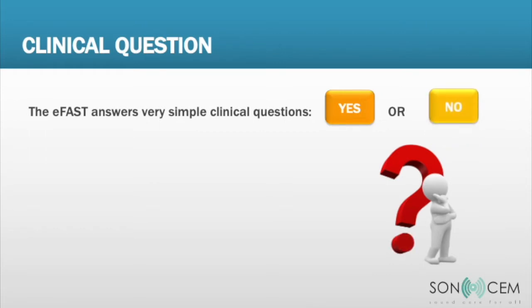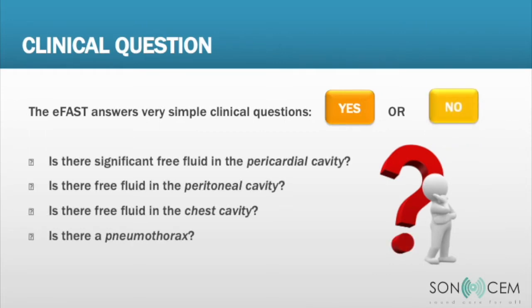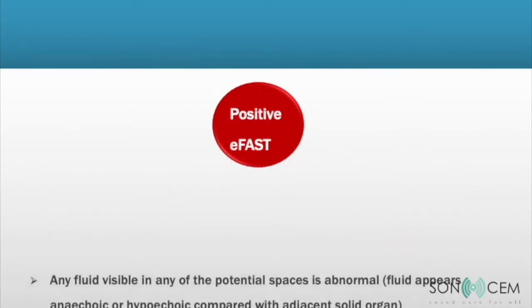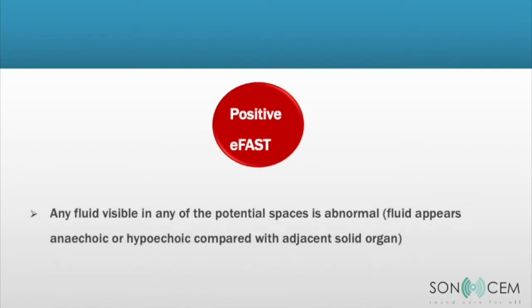When we perform EFAST, what we are looking for is: is there a significant free fluid in the pericardial cavity? Is there any free fluid in the peritoneal cavity? Is there any free fluid in the chest cavity? Or is there a pneumothorax? What constitutes a positive EFAST? Any fluid visible in any of the potential spaces is abnormal. In ultrasound, fluid will appear anechoic or hypoechoic.